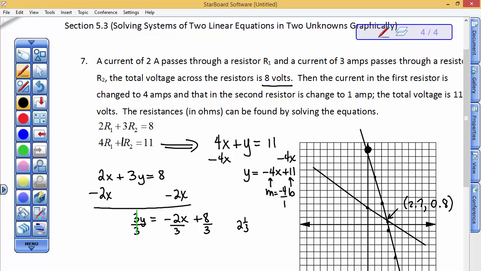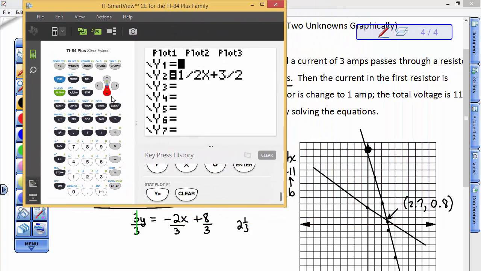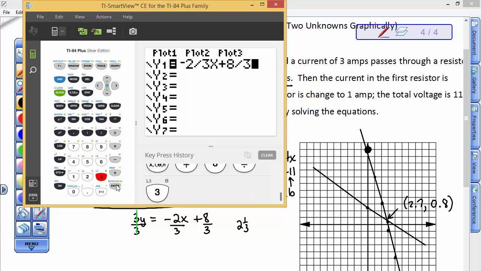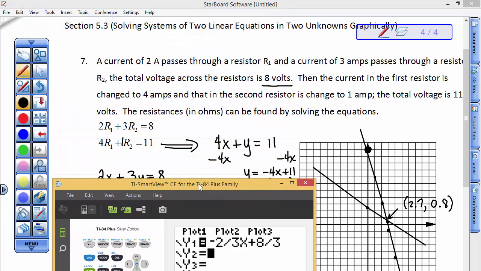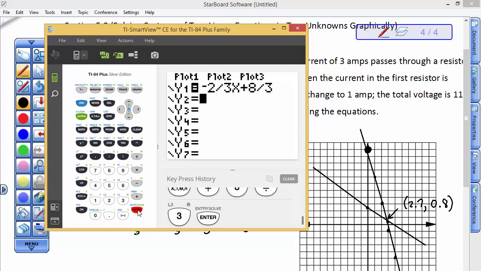So the equation that I did, let's see, here's my first equation. It's y equals a negative 2 divided by 3x, a negative 2/3 x, plus 8 divided by 3. It will know order of operations. It will know to do the division, multiplication before it adds. And then the other equation was y equals a negative 4x plus 11. It's right here above my pen. Negative 4x plus 11.